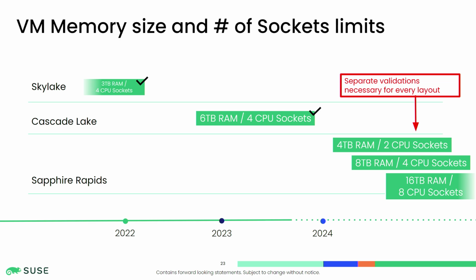This looks different because until Cascade Lake, we could do an up-to kind of validation. So we validated 4 sockets with 6 terabytes of memory, and everything underneath was covered. In the Sapphire Rapids time frame, we need to do a staged approach. The 2 and the 4 socket validations are running simultaneously, but the date of the 2 socket validation will be earlier than the 4 socket validation. Afterwards, we will do the 8-socket validation. I should add, this all contains forward-looking statements subject to change without notice.